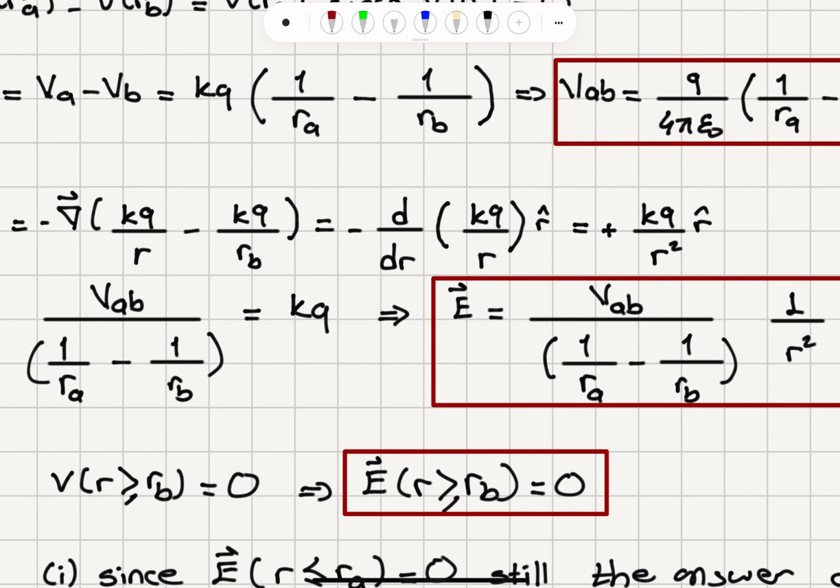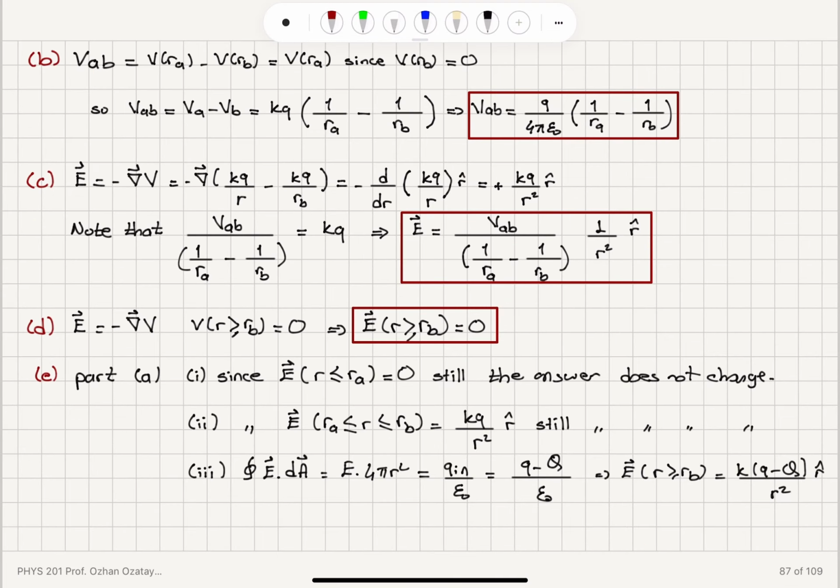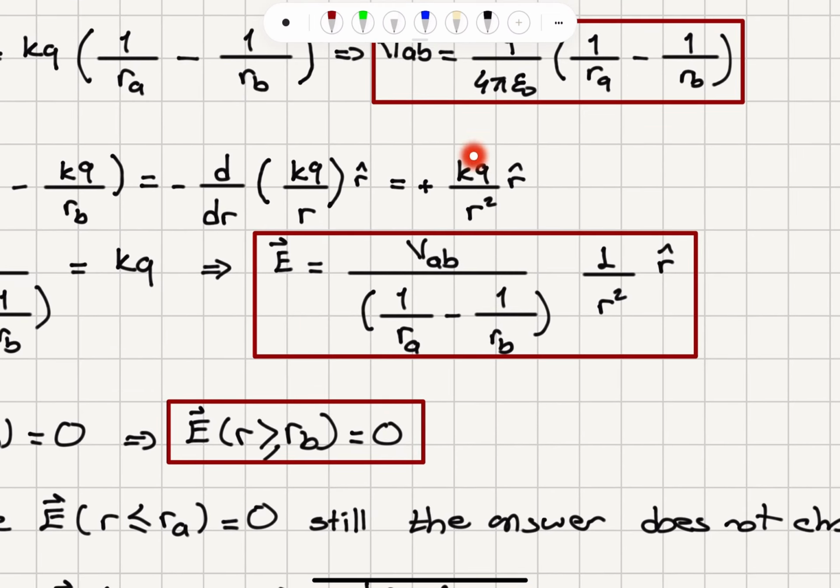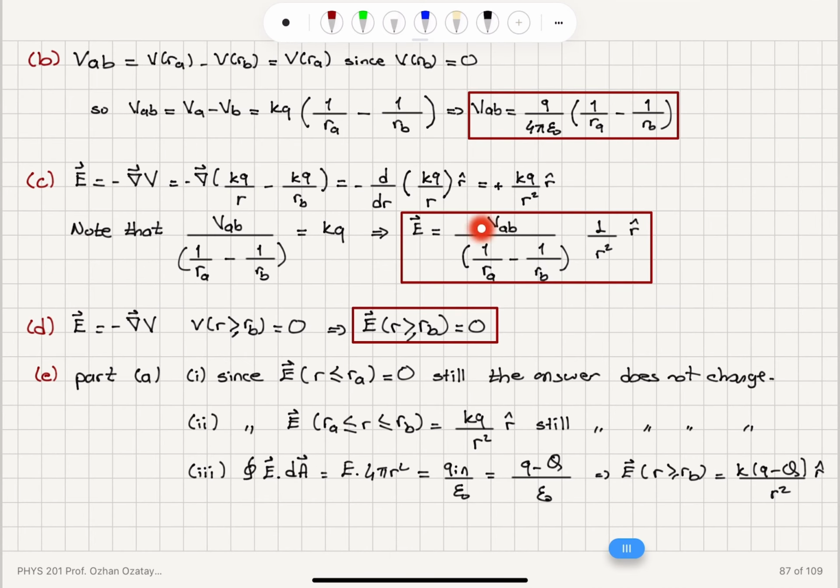I obtained the electric field as kq over r squared in the r hat direction. But since I know from part B the potential of A with respect to B, which is the inner sphere with respect to the outer shell, is given by this expression, I can substitute for kq this expression, which is what I did here, to obtain the electric field written in terms of the potential of A with respect to B.